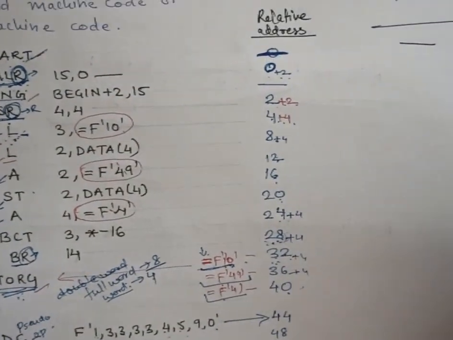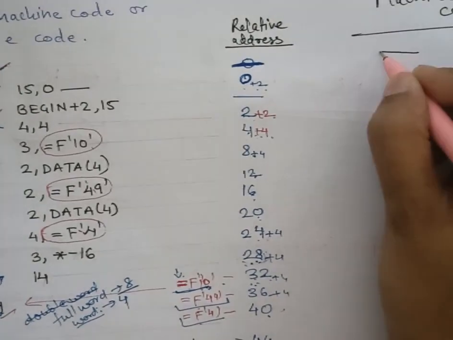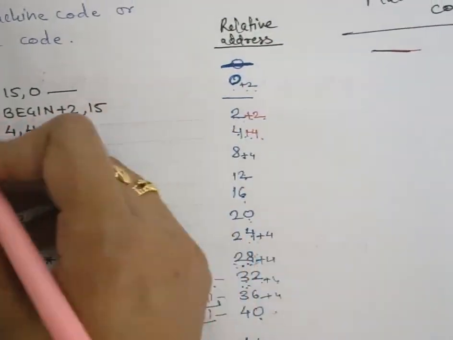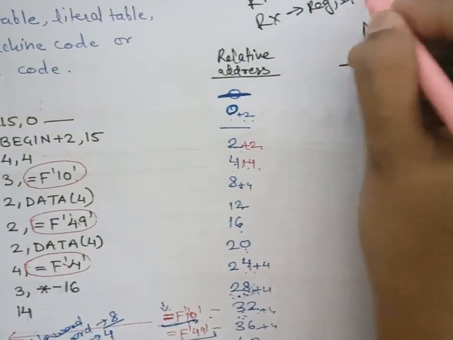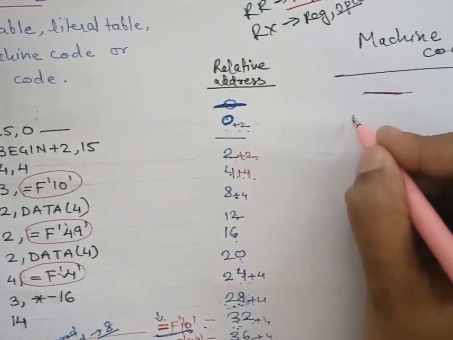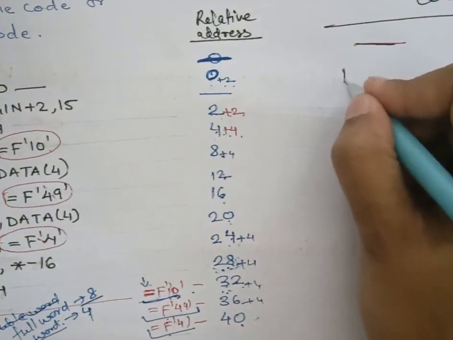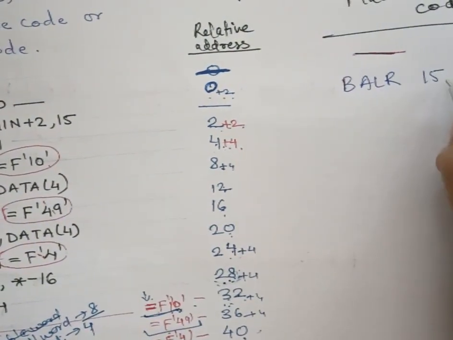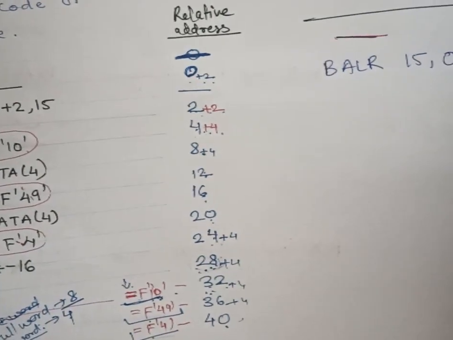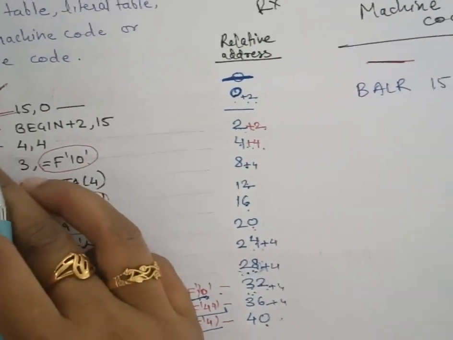Now we are going to find the machine code. So using doesn't contain the machine code. Here we are having the BALR. So as I told you, RR instruction always contains register and register. So here we have the BALR, and the first register contains 50 and the second one contains 0. Again using is the pseudo instruction.